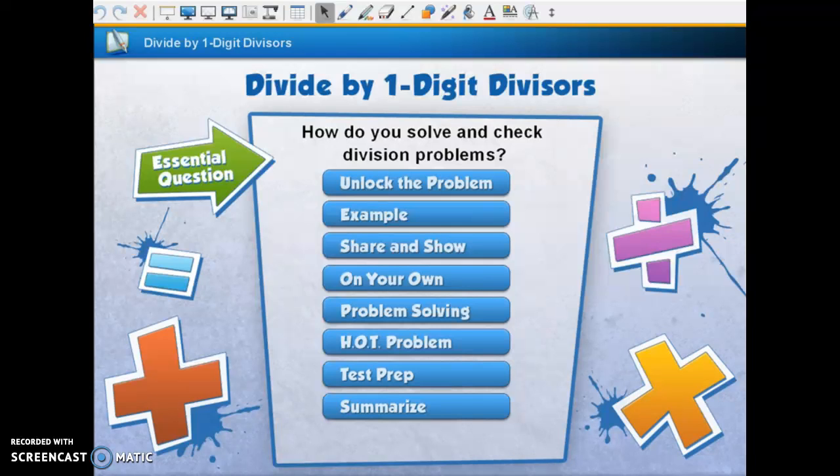Sometimes you're going to divide into numbers that are in the hundreds, it looks like. And you're going to have to check your answer. What do you think you'll have to do to check your answer? What's the inverse operation of division? Multiplication. So you're going to multiply your divisor and your quotient to get your dividend.